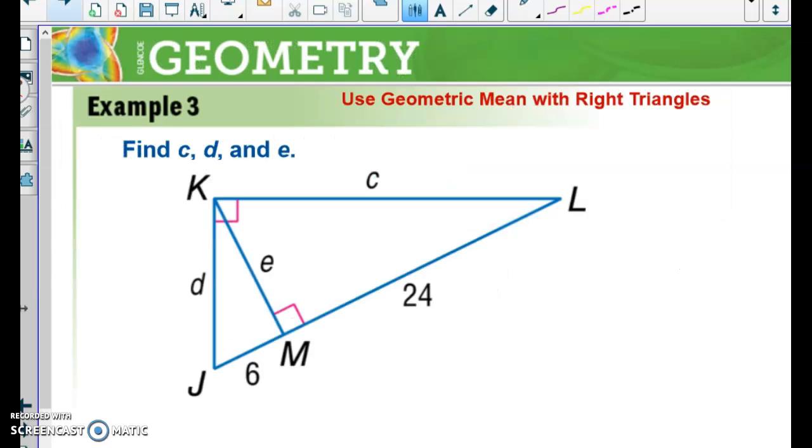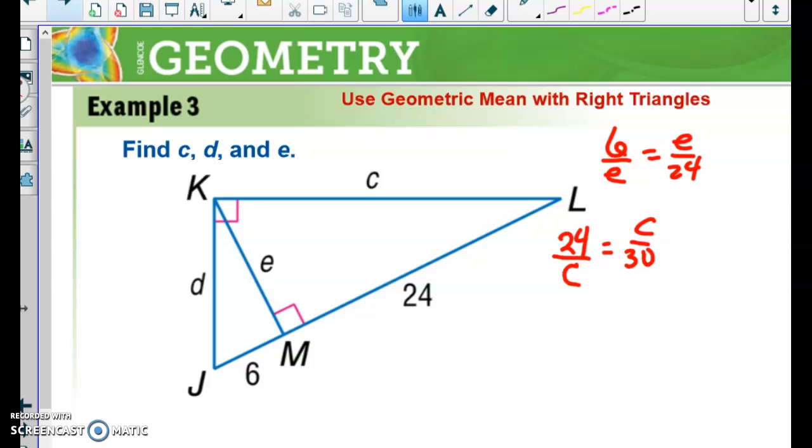And we'll be doing problems. Hey, let's just do this one. So, if I want to find E, of course, I would say 6 is to E as E is to 24 and get the geometric mean of that. Then if I wanted to find C, I would say the part of the base that's next to the side that we're finding, in this case C, is to C as C is to the whole side, which is 30.